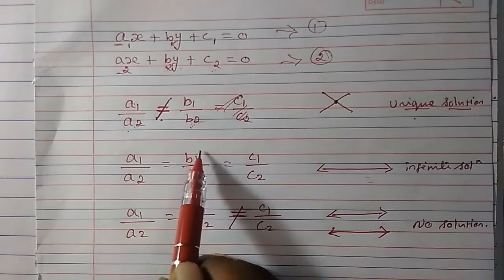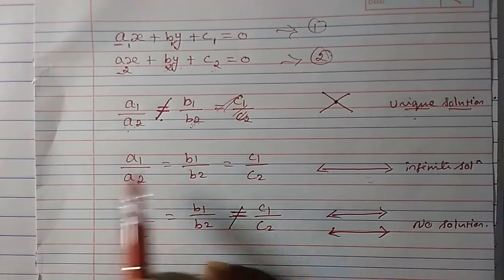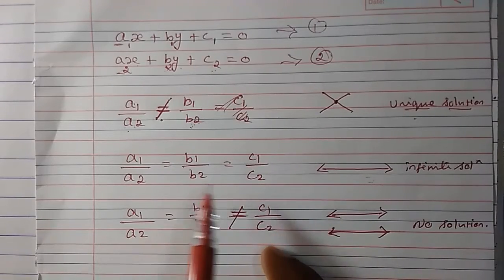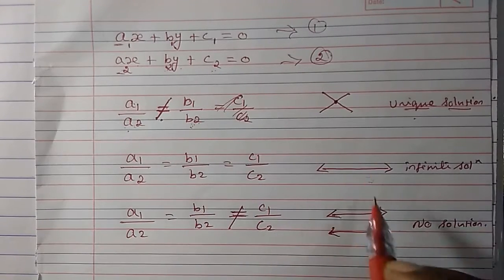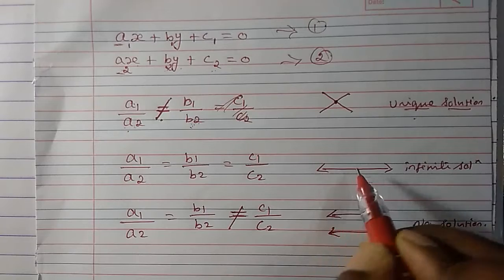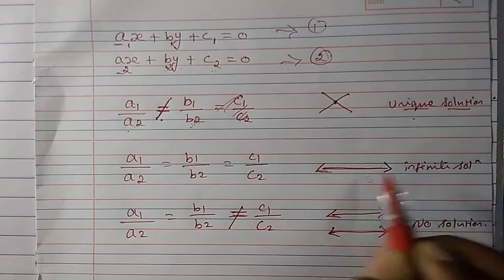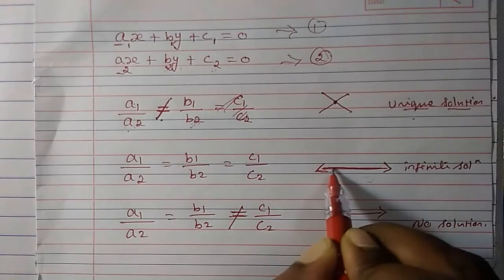And if you find the ratios like this, all will be the same. Here also 1 upon 2, here also 1 upon 2, here also 1 upon 2. So all the same. When we compare, all the ratios are the same. Then when we plot the graph, we will be getting two lines coinciding on top of each other. One line will be this way, another line also will come on this same line.